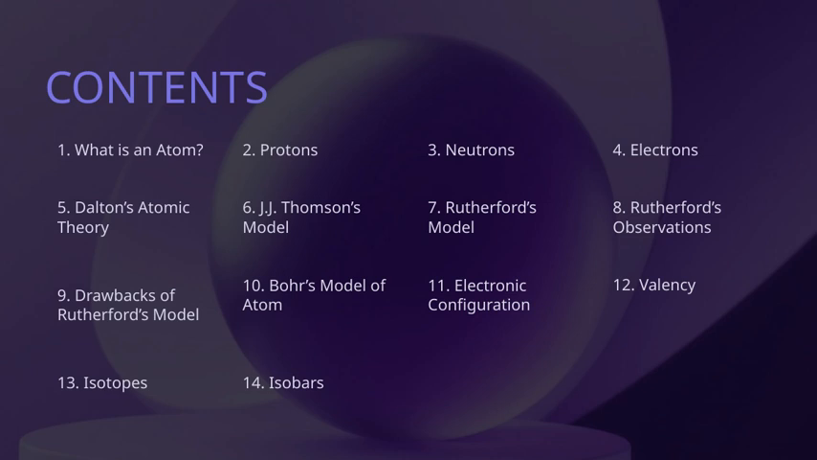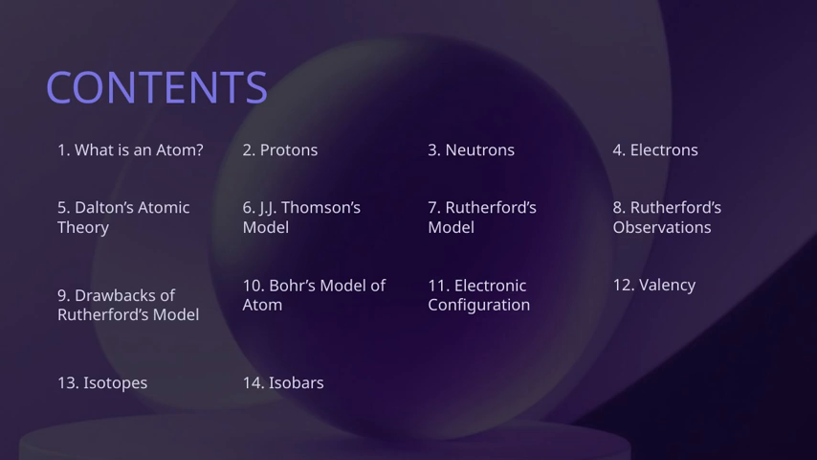We'll also delve into different models of the atom, including J.J. Thomson's model and Rutherford's model, along with Rutherford's key observations that led to our current understanding. Bohr's model will come into the picture, highlighting how electrons are arranged in orbits. Additionally, we'll discuss isotopes and isobars, which are variations of atoms with different neutron or mass numbers. Electronic configuration and valency are crucial for understanding how atoms interact and bond with each other.